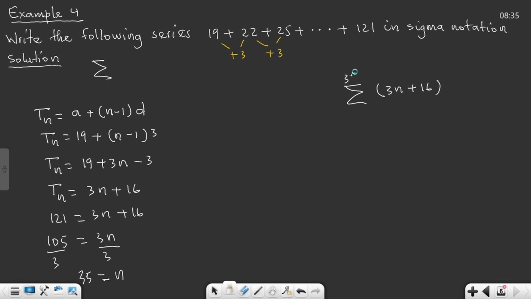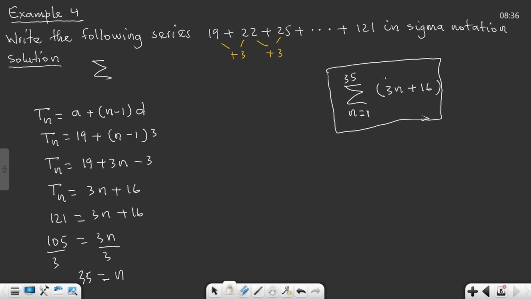Okay. So what do you have at the bottom here? You have to replace 19 in the general term, and then you solve for n. Obviously, n will be equal to 1. So you can check it. You just replace Tn with 19 and then you solve for n. So this is the sigma notation for this series. I have solved the question. This is how you write this series in sigma notation.